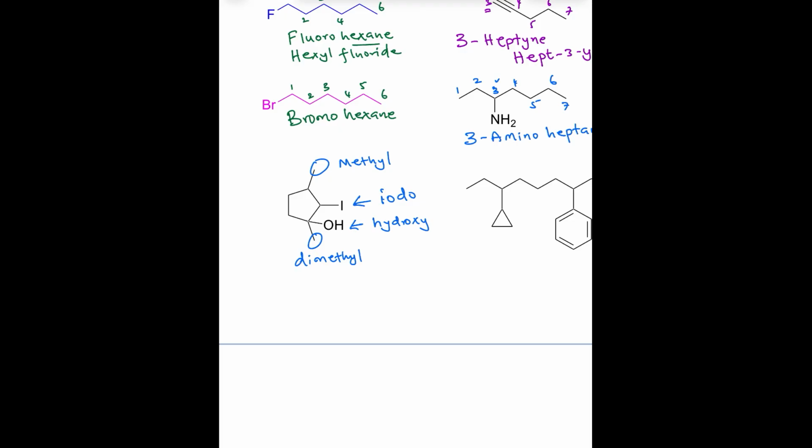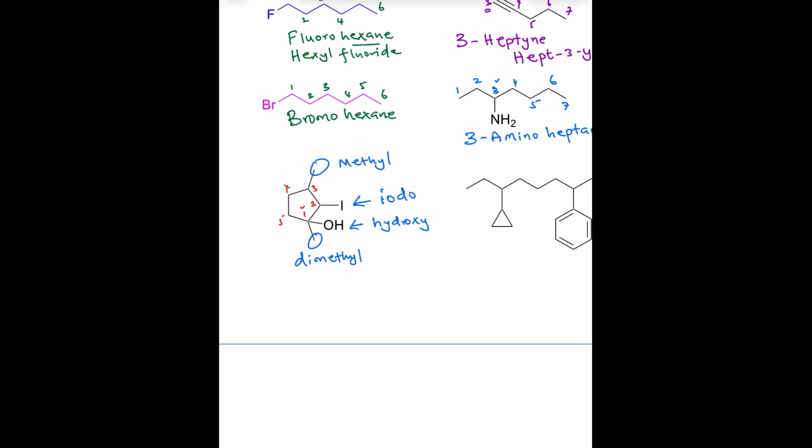If we start numbering from here, it will be 1, 2, 3, 4, 5. But you'll see that at position 3, we have 2 groups. So it will be 3, 3. And that's not preferred. We want to have the lowest number possible. So if we start from here, it will be 1, 1. So that's better than 3, 3. And then 2, 3, 4, and 5. So we know that that's position number 1.